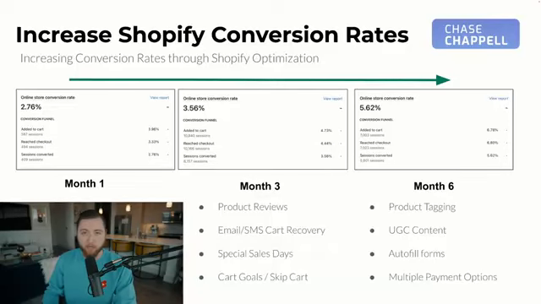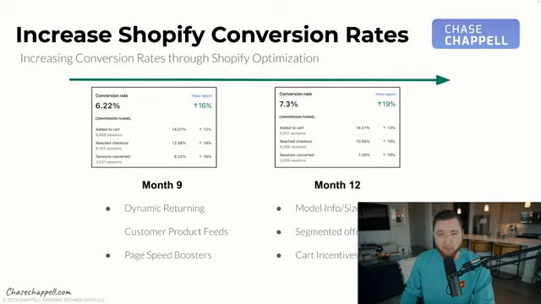And then having multiple payment options. Maybe you're offering a way to split up payments for people, making it easier for them to buy. You're incentivizing in this case. And then let's get down to month 9, where you have dynamic returning customer product feeds. What do I mean by that? Essentially somebody visiting your website after they've already purchased before, and you're showcasing products that are new to them, or you're matching a product that they already purchased before with a new product that you have.